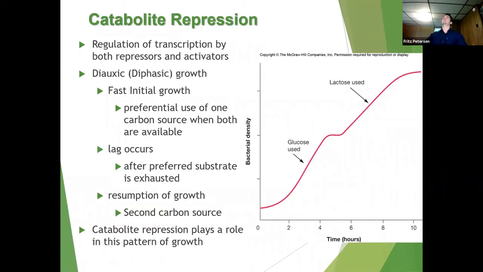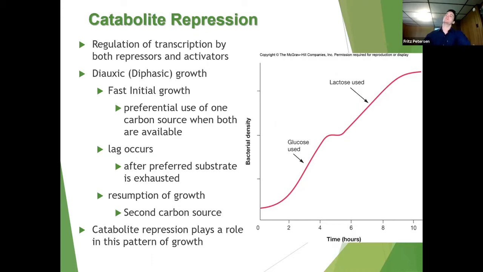Moving on to catabolite repression. Catabolite repression is an important part of global control systems of various bacteria and other microorganisms. This is regulation that is done by both repressors and activators, and results in diauxic growth when you have different carbon or sugar sources present.